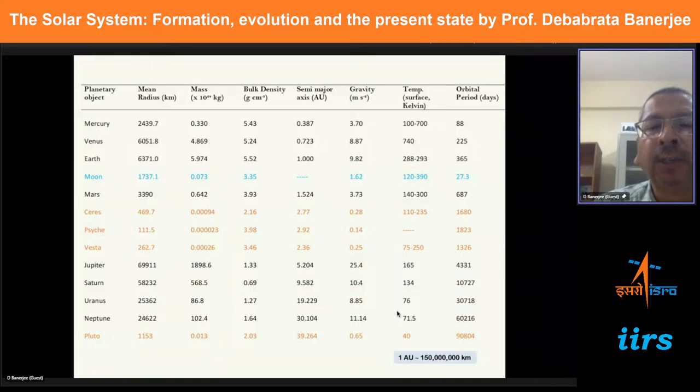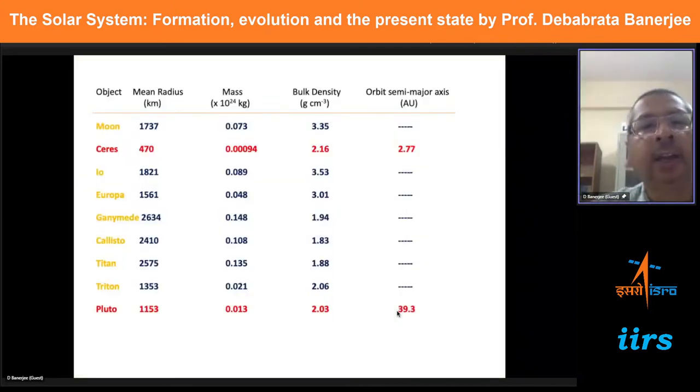I would like to tell you the astronomical unit is 150 million kilometers. This is the average distance between the Sun and Earth, and it is used in several terminologies to describe the orbit of a satellite or a moon or a planetary object. Here, I have listed some of the larger satellites. The largest satellite here is Ganymede, and the Moon is left there for reference. Ceres and Pluto are dwarf planets. The masses are also given, and then bulk densities for the satellites.